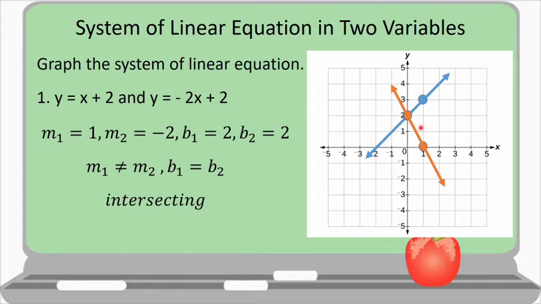So the graph of the system of linear equations, given the two equations y equals x plus 2 and y equals negative 2x plus 2, is intersecting. And as you can see in the graph, the lines are intersecting.